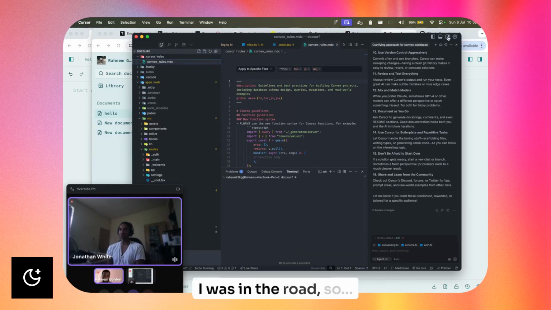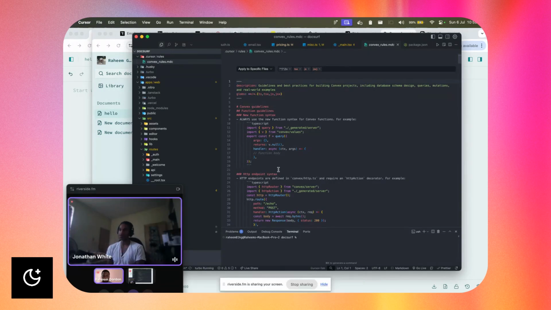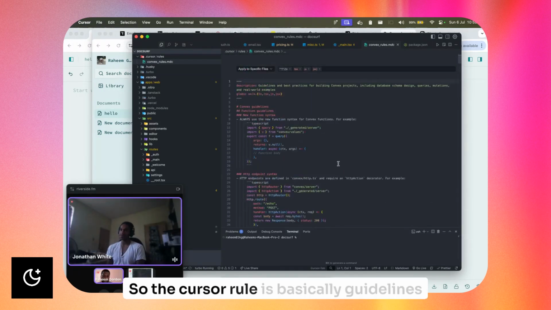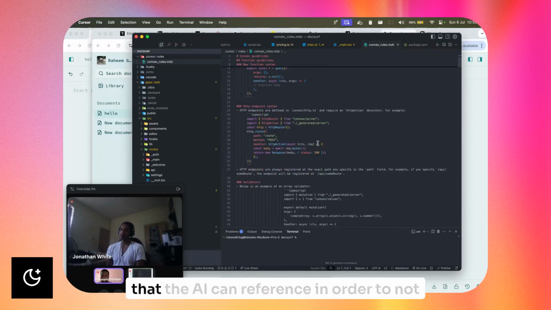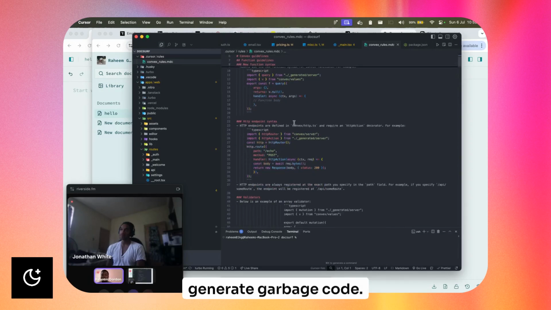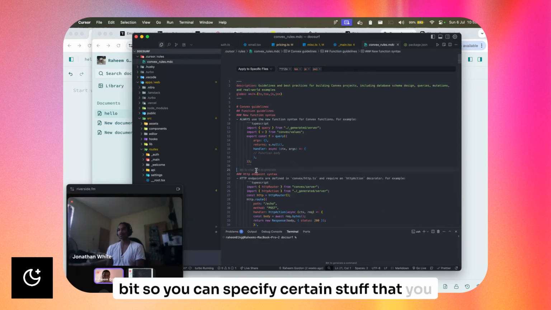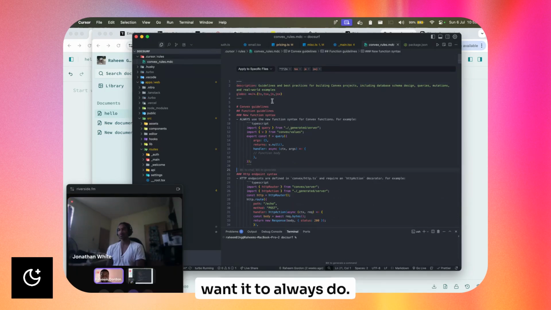I always use rules. So the Cursor rule is basically guidelines that the AI can reference in order to not generate garbage code, to make sure it's maintainable at least a little bit. So you can specify certain stuff that you would want it to always do, for example, think of security.